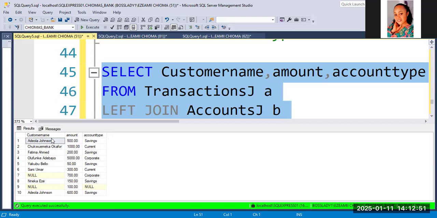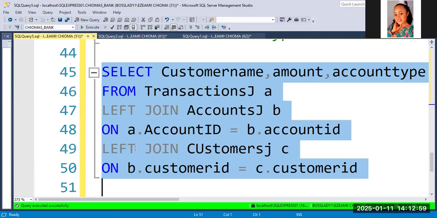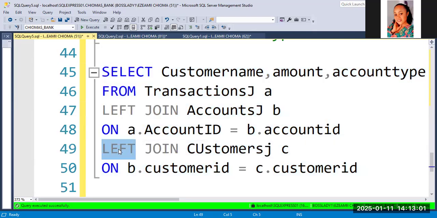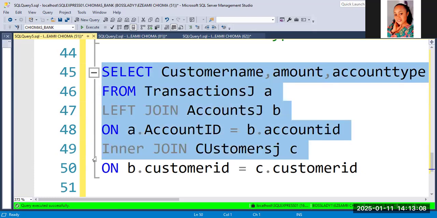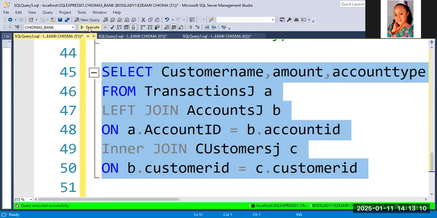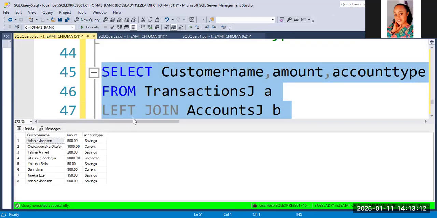All right. So these are all the transactions. Sorry, I think this second one should be inner join so that we only have all the transactions and their details. We don't want to get those that don't have details, all right? So we just need all the transactions.